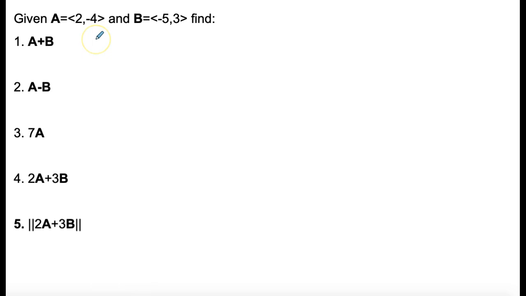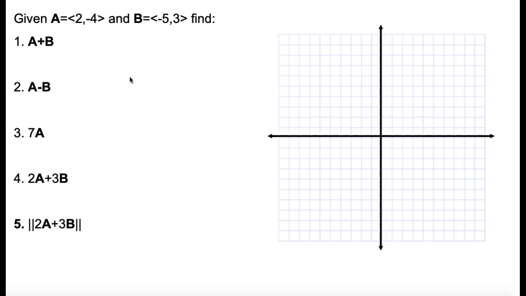So let's go through an example with some of those ideas. Let's say that we're given a is 2, -4, and b is -5, 3. All right, we want to find a plus b, a minus b, 7 times a, 2a plus 3b, and then the magnitude of 2a plus 3b. So for a plus b, all I'm going to do is add 2 and negative 5 together for my x component, so 2 plus negative 5 would be negative 3, and negative 4 plus 3 would be negative 1.